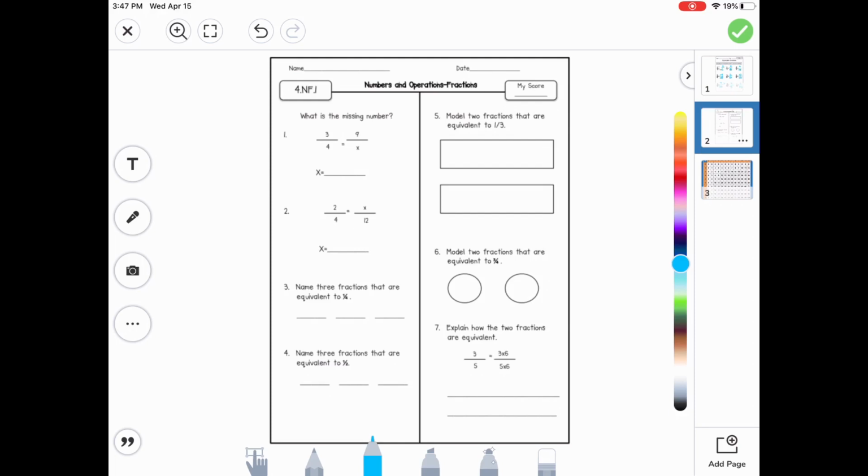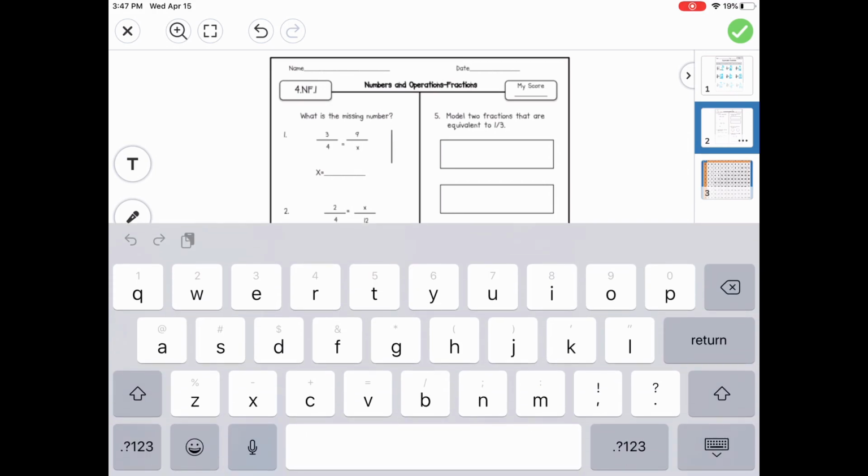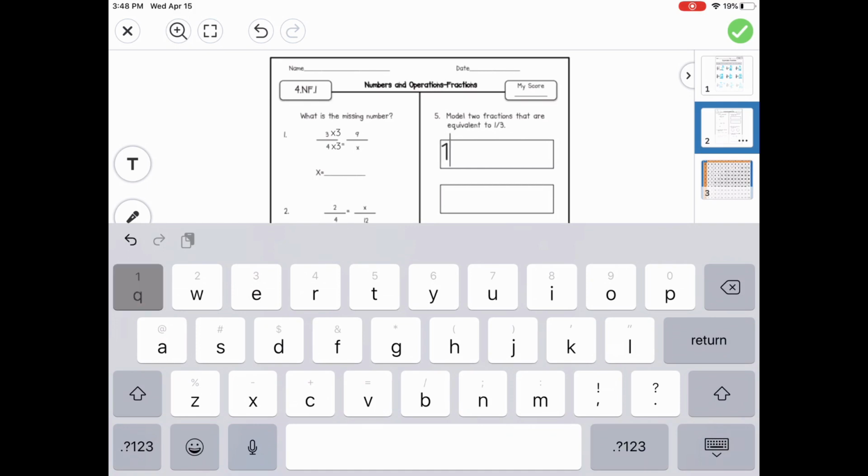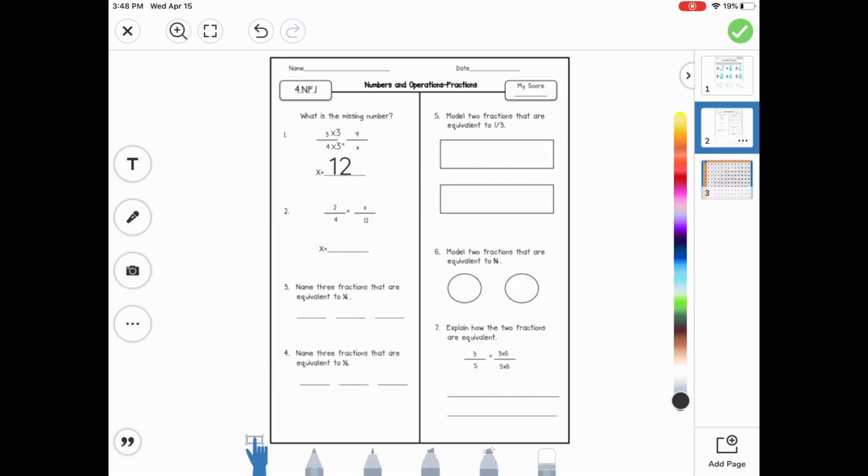In order to figure that out, I'm going to ask myself, what did they multiply 3 by to get to 9? Well, I know 3 times 3 equals 9. So that must have been the rule that they followed and that they used to find an equivalent fraction. So all I need to do is whatever they multiplied the top by, I need to multiply the bottom by. 4 times 3 is 12. So the correct answer must be 12.